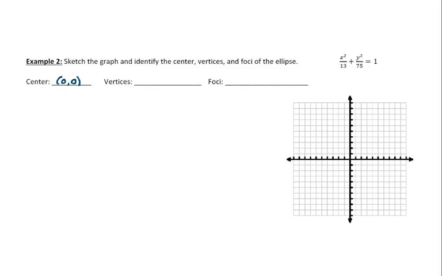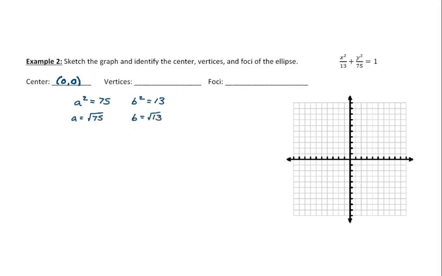And then here's how we have to find our vertices. I'm going to sketch the graph and then identify the vertices from there. So what I have to do is pick what a squared is going to be, and again, a squared will always be the larger of the two denominators. So in this case, a squared is going to be 75, and b squared is going to be 13. So that means a is the square root of 75, and b should be the square root of 13.